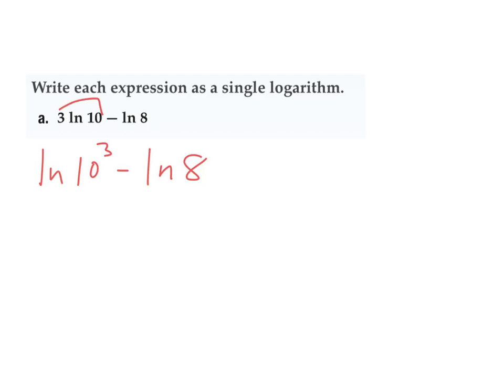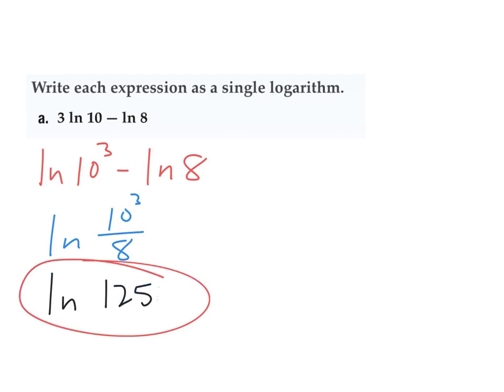So that gives me the natural log of 10 to the third minus the natural log of 8. And since now I have a subtraction of logs, which property am I using? Yes, we are using the quotient property. So I can bring these two together in one log, putting the 10 to the third over 8. And then, of course, I can simplify that, because 10 to the third is 1,000, and 1,000 divided by 8 is 125. And that would be my final answer.